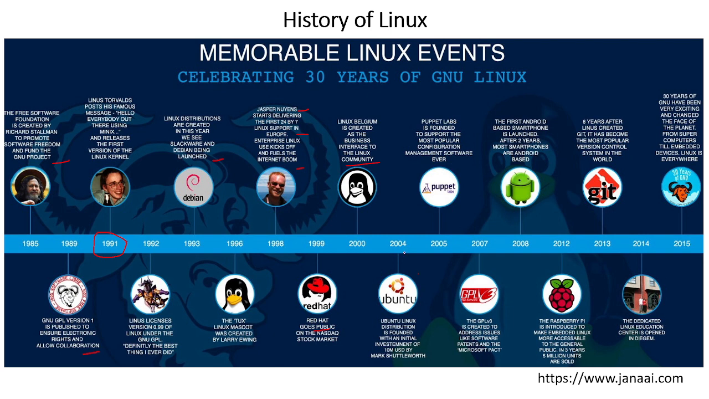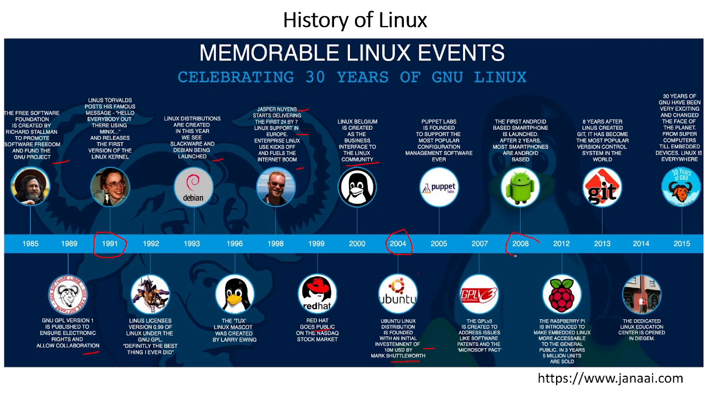Then in 2004, Ubuntu came. Ubuntu is a very famous Linux distribution, which is used for desktop computers and laptops. This Ubuntu Linux distribution was founded with the initial investment made by Mark Shuttleworth. Then in 2005, System76 Labs created their own OS. Then in 2007, the GPL version 3 was created by the free software foundation.